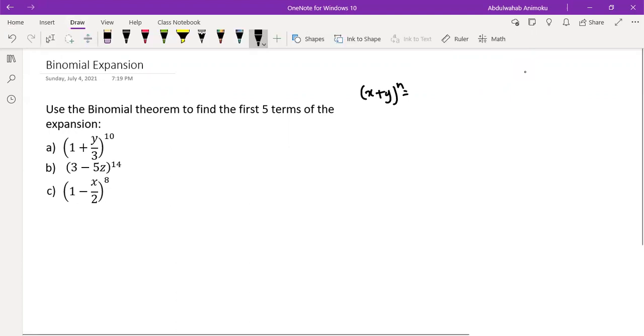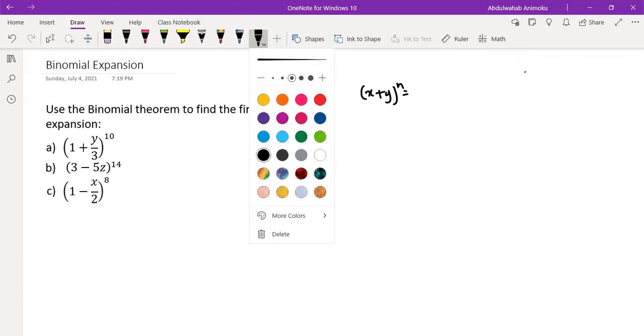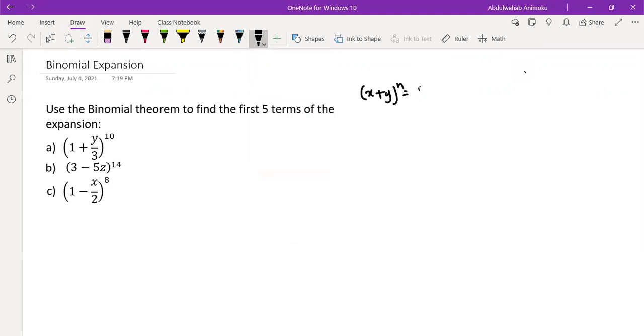So we said this was n combination 0, x raised to power n, y raised to power 0, n combination 1, x raised to power n minus 1, y raised to power 1, all the way to n combination n, x raised to power 0, y raised to power n. So we're going to use the same. This is what we call the binomial expansion, and these are the coefficients of each of the terms in the expansion.